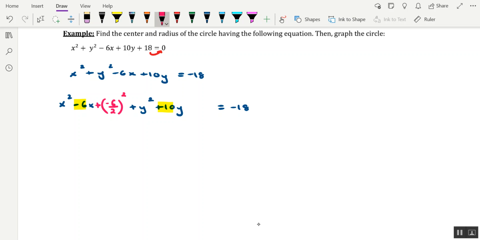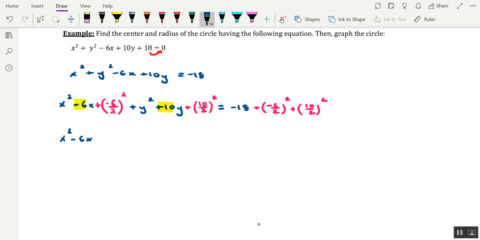Now the negative 6 over 2 squared is a new number in this equation, so to keep it balanced, or to keep this equation an equation still, we're going to have to add negative 6 over 2 quantity squared to the right hand side. I'll also add half of 10 quantity squared to each side. Now we'll simplify.